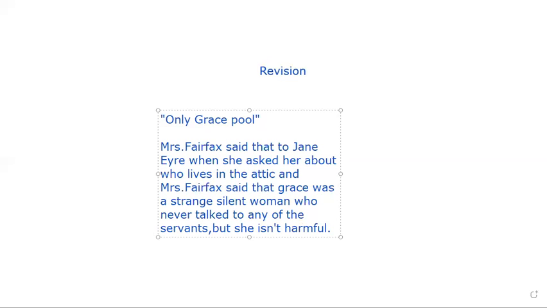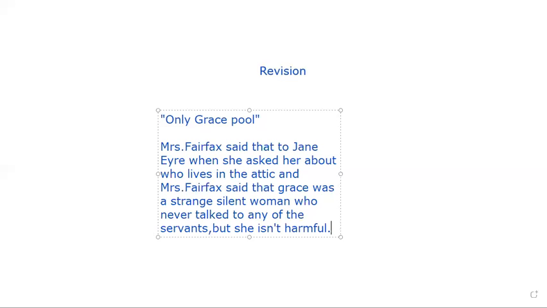So this is all we know about this sentence, "only graceful". One day Jane felt curious about who lives in the attic, especially when she used to hear noises from her room late at night. So one day she decided to ask Mrs. Fairfax, and she told her, "only graceful". So Mrs. Fairfax said that to Jane Eyre when she asked her about who lives in the attic.